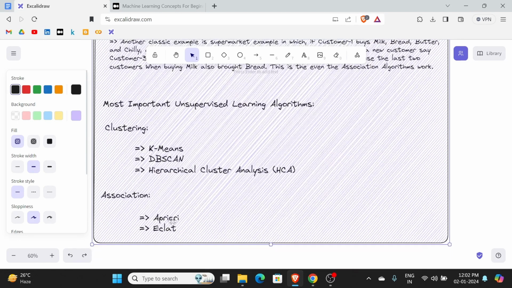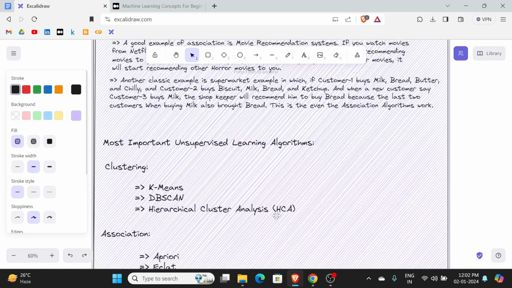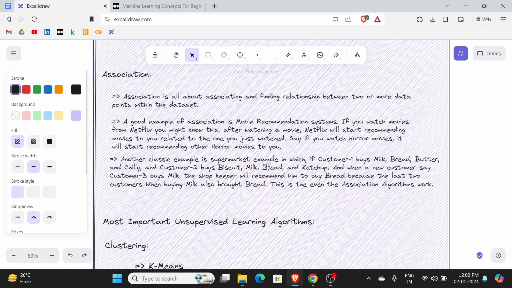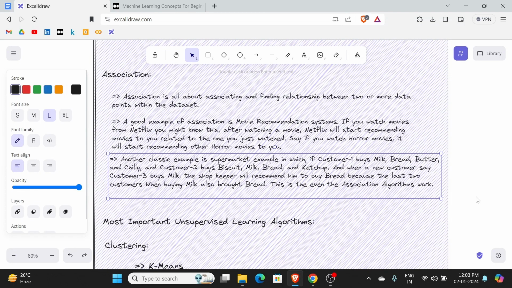Like you can see here, these are some major association algorithms: Apriori and Eclat. Apriori is mainly used for creating recommendation systems. I have also given another example for you. Let me explain this example. Customer one goes to a supermarket and buys milk, bread, butter and some chili. And customer two goes to the same supermarket and buys biscuits, milk, bread, and ketchup.